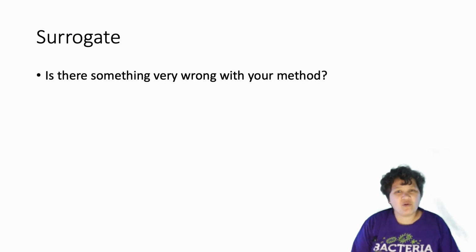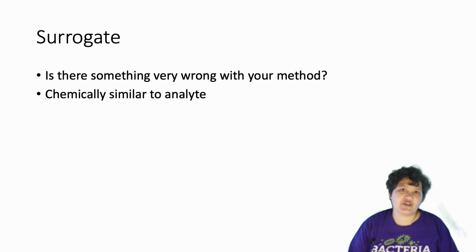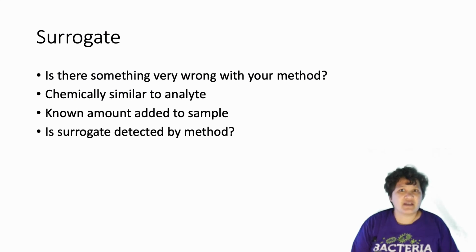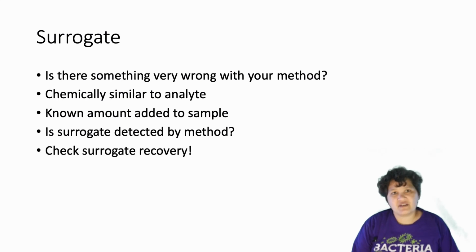Another test that you can run for method verification is what we call a surrogate. We tend to only use surrogates if a method is very new or if you were getting a very bad recovery percentage. Basically, what you're going to do is find a chemical that's very similar to your analyte in a way that your instrument will detect. Once again, you're going to run the surrogate through all of the sample processing steps and see if it is detected by your analytical instrument. And again, you're going to do a recovery calculation on the surrogate.